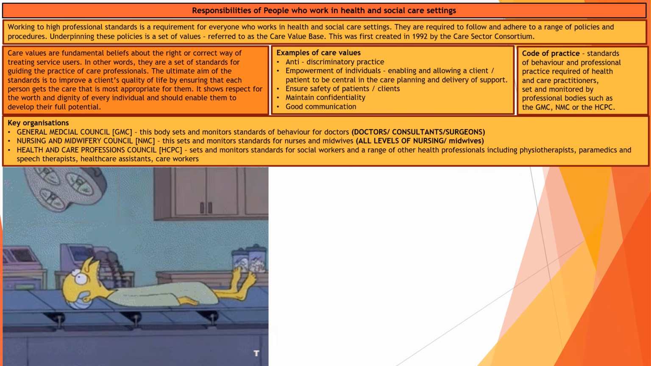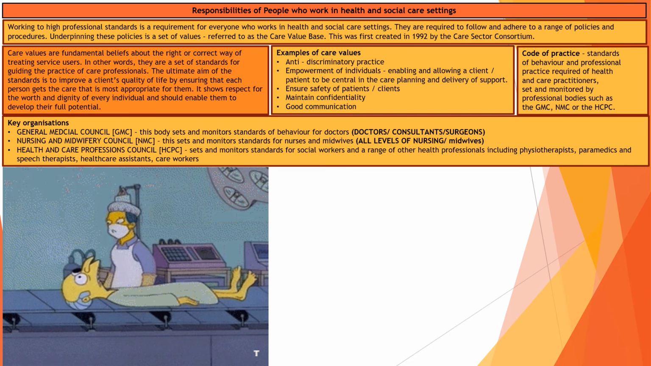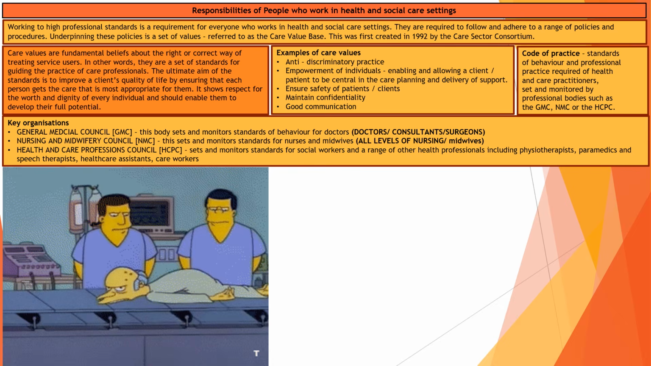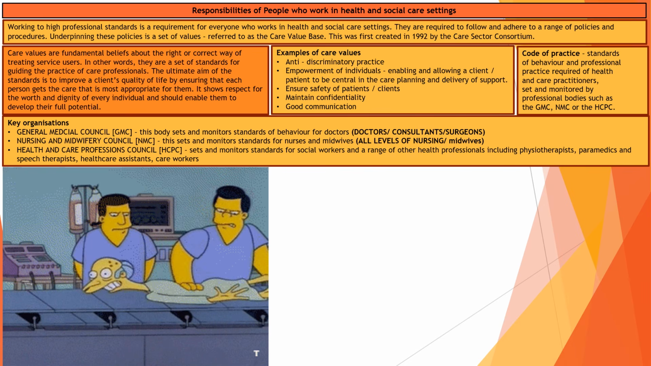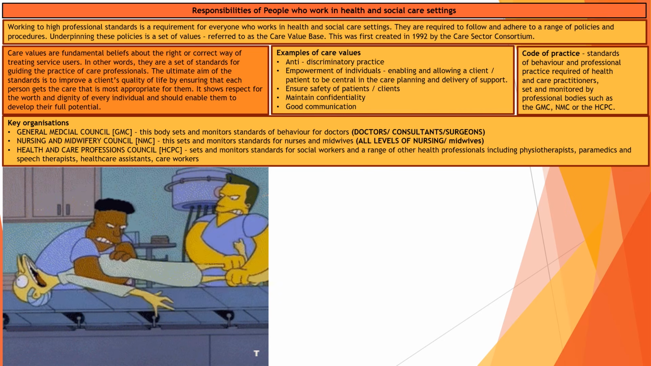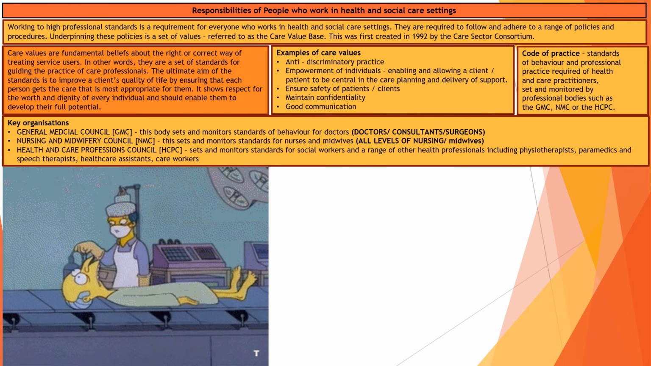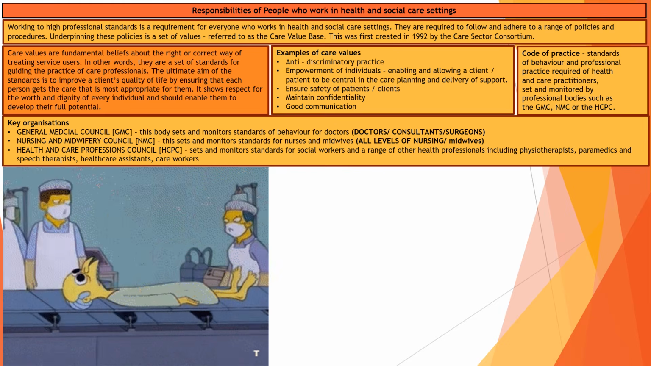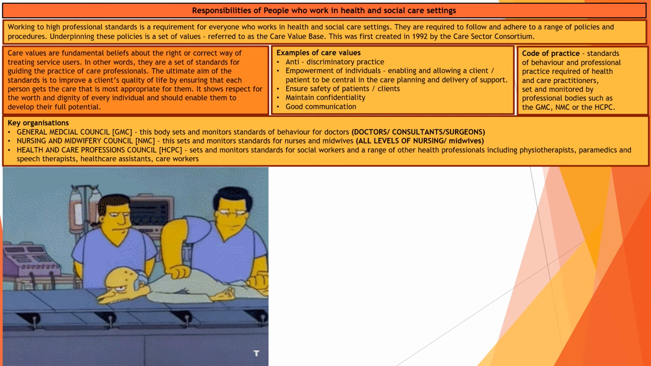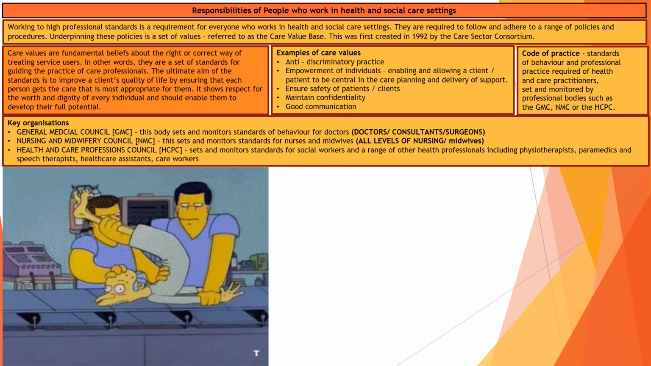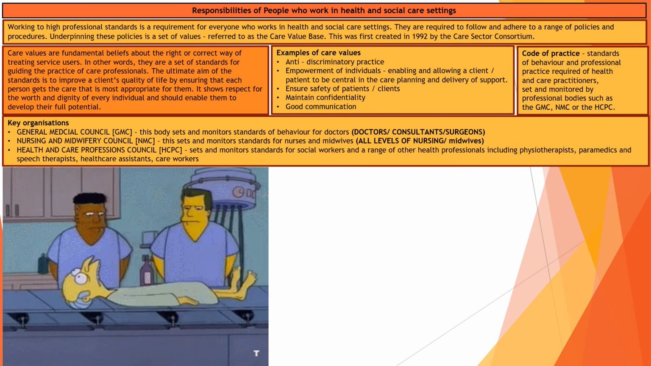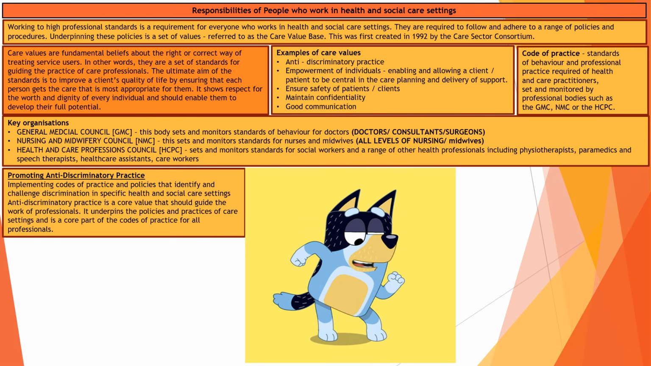Now, those key organisations we mentioned: the GMC is the General Medical Council. They monitor doctors, consultants, and surgeons. The Nursing and Midwifery Council, the NMC, would monitor nurses and midwives of all standards and levels. You might also include the RCN and other bodies focusing on nurses and midwives. The HCPC is the Health and Care Professions Council, and these would be all other people involved in care sectors: physiotherapists, paramedics, speech therapists. Again, it sets the standards for their involvement and interactions with patients.